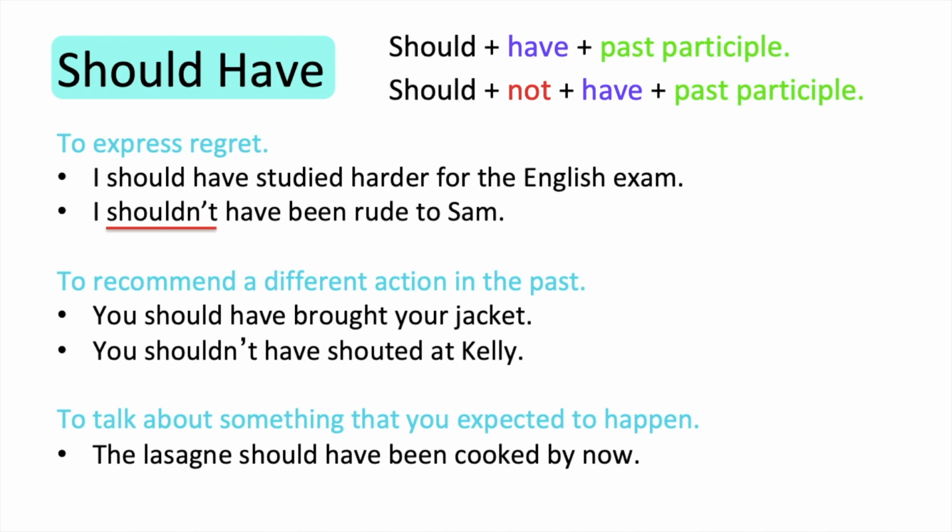However, we can also use should have for something that we expected to happen, but it didn't happen. For example, if you're waiting at the bus stop and the bus is late, you may say to your friend, the bus should have arrived an hour ago. Here we're talking about something we expected to happen, but it didn't happen. The bus didn't arrive on time.